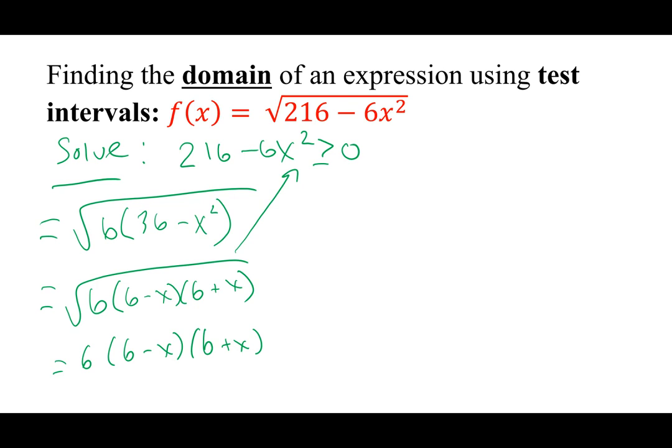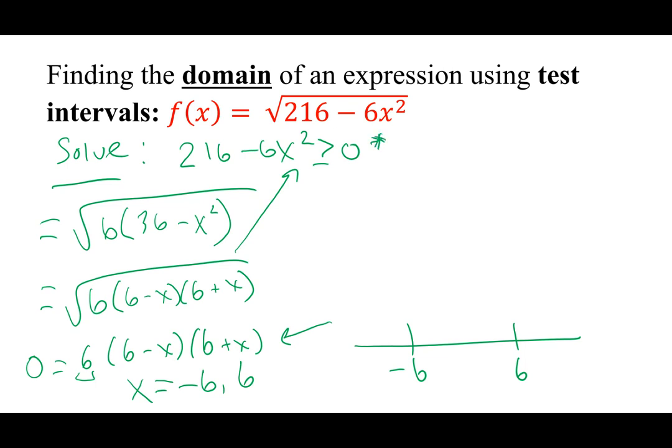So you're going to consider, where is that equal to 0? 6 does not ever equal 0. So your two critical values are going to be negative 6 and 6. You're going to set up a number line using those critical values of negative 6 and 6. You are then going to test in factored form without the radical, because again, this is what we're actually solving. If we're talking about domain, that's the equation that we care about.